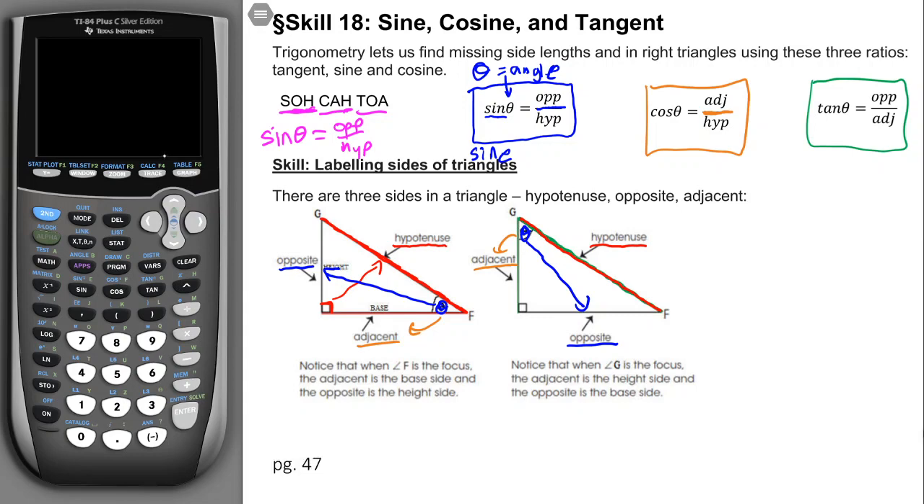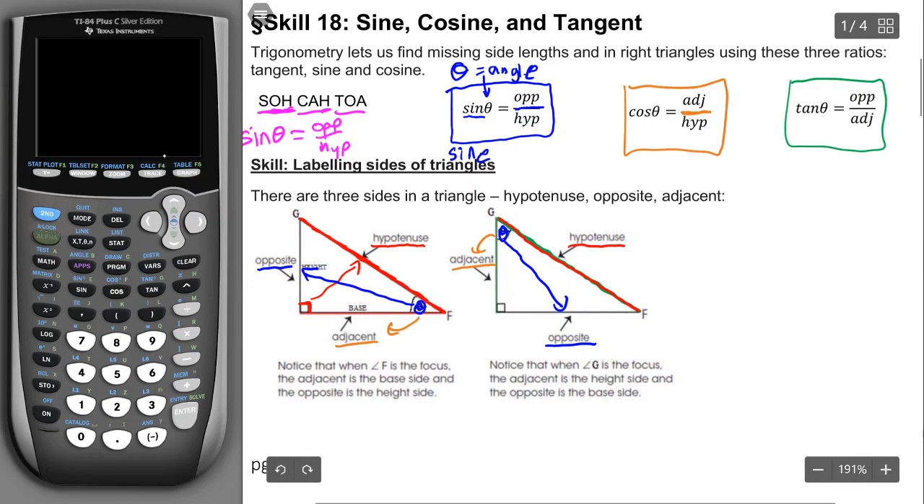And CAH is cosine of your angle. Cosine of your angle is your adjacent over your hypotenuse. And then TOA is O over A. So the tangent is O over A, which is your opposite over your adjacent.